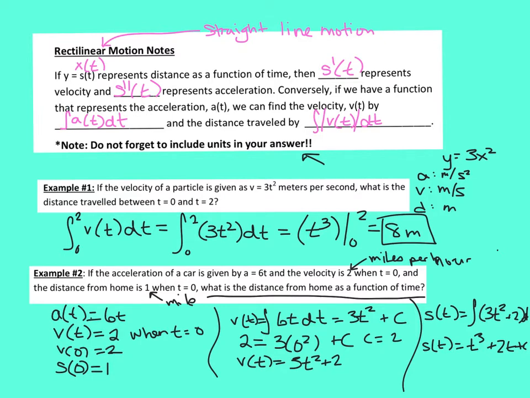So we also know that s of 0 equals 1. The distance from home is 1 when t equals 0. They tell us that. So if I plug that in, I end up getting that my c is equal to 1. So my final answer, remember, we're not going to just write c equals 1 as our answer. Final answer, I'm running out of room, sorry about that, is going to be s of t is equal to t cubed plus 2t plus 1.